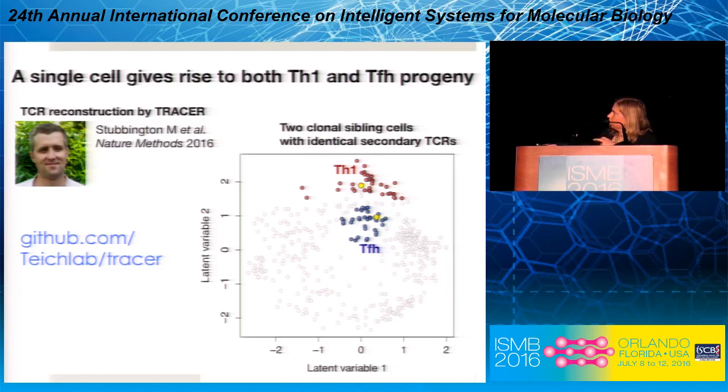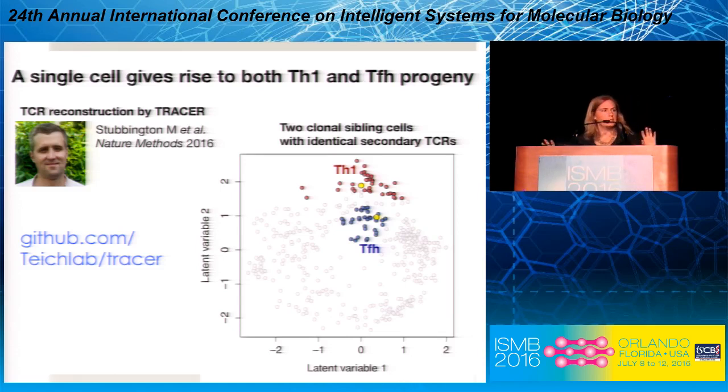CDR3 region, for reconstructing the full-length transcript from SmartSeq data for the alpha and beta T cells. We call this TraCeR. It's available on GitHub. And we apply this software to our malaria-derived CD4 T cells. And what we see, which is super fascinating, is that siblings, so basically cells that have derived from the exact same precursor, are present in the two different lineages.